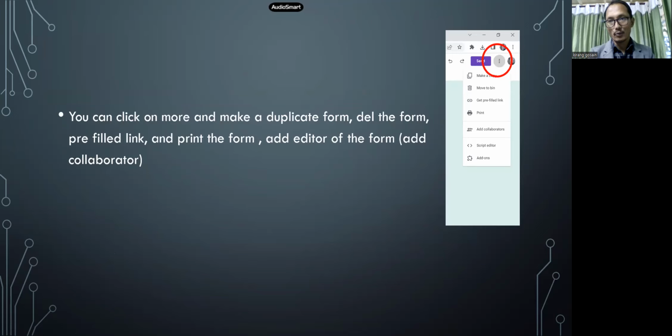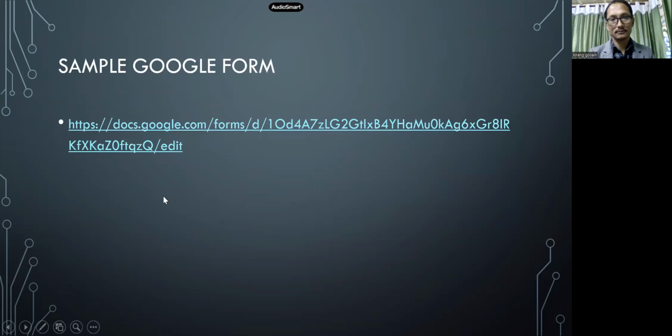So here we have more options. You can click on more and make a duplicate form, delete the form, get a prefilled link, print the form, and add an editor to the form. It means add a collaborator. This can be done by clicking on more. You can choose the option that you like.